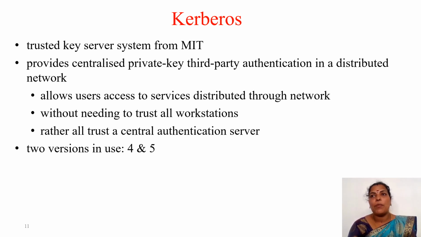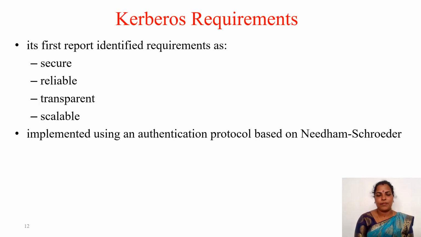Here it is a trusted centralized private key third-party authentication server, a trusted key server. So we are not communicating with all the workstations. Instead, we are trusting the authentication server, and whatever we need to send, we send to the server. The server only communicates that to the concerned parties. There are 2 versions in use of this Kerberos, version 4 and 5. Next are the Kerberos requirements. It was first reported that the following are the requirements identified for Kerberos. One is secure: we need a secure server, then reliable, then transparent and scalable.